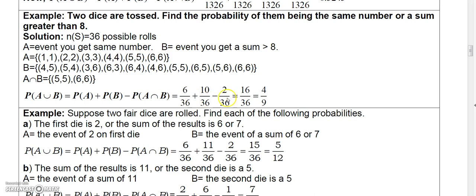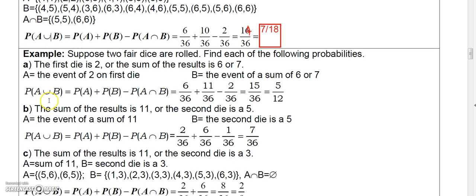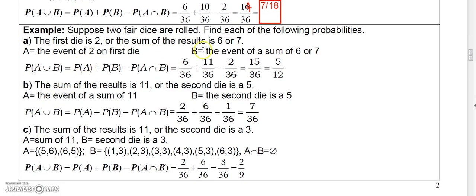So that probability would be 2 out of 36. So add these 2 together and then subtract the 2 out of 36 to get, let's see, that should actually be 14 out of 36. Let me correct. So as I said, that should be 14 out of 36. And if you reduce that, you get 7 out of 18.